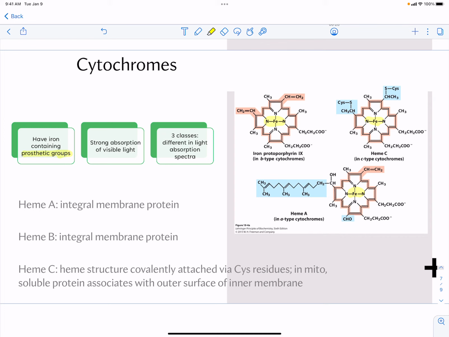Heme A is an integral membrane protein, as well as heme B, and heme C is going to be covalently attached to cysteine residues, and this is going to be on the outer surface of the inner membrane of the mitochondria. So heme C is what is going to be associated with the electron transport chain.